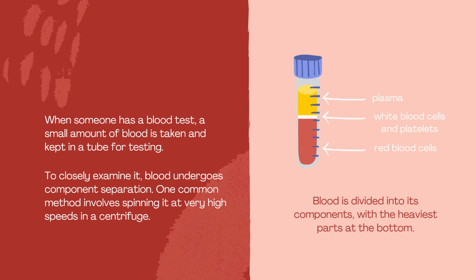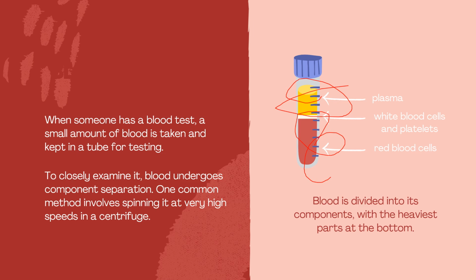When someone has a blood test, a small amount of blood is taken and kept in a test tube for testing. Here you can see plasma at the top, which means it is floating. Then after that, the white blood cells and platelets, and at the bottom you can see the red blood cells. To closely examine it, the blood undergoes component separation. One common method involves spinning it at very high speeds in a centrifuge. This is the process used for doing the blood test.